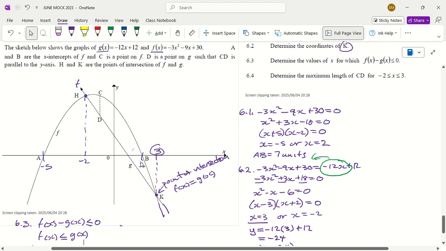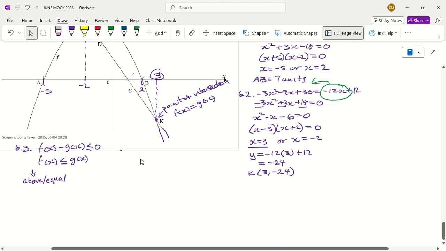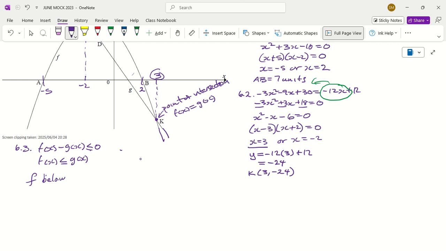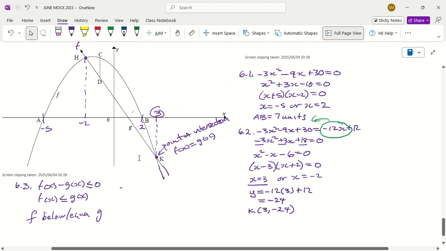we need to find out what we are talking about when we say f of x is less than or equal to g of x. Now, less than would mean that the graph of f must be below or equal to the graph. And where can we find this?